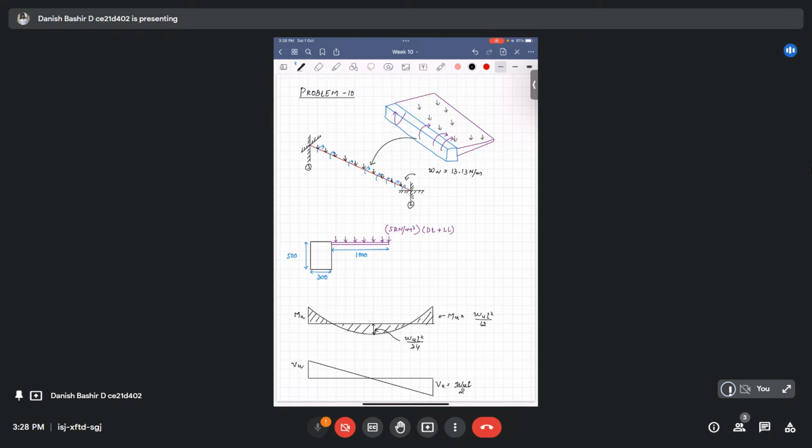And there will also be a twisting moment. It's a uniformly distributed twisting moment acting on it, so the twisting moment diagram will be like this, with Tu l by 2 at the ends. Okay, so we'll calculate the different quantities. We have all the details.